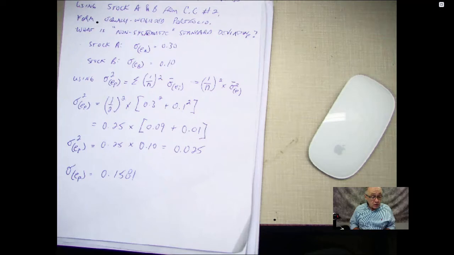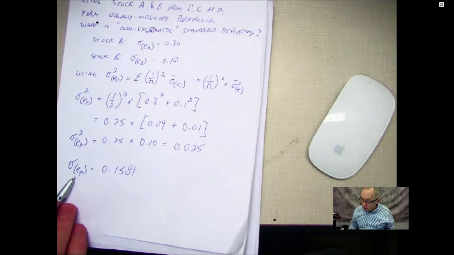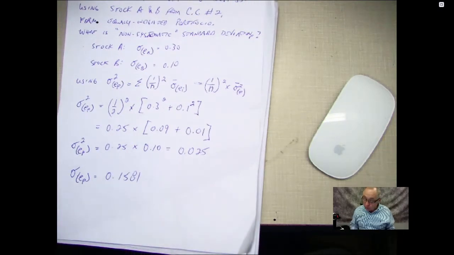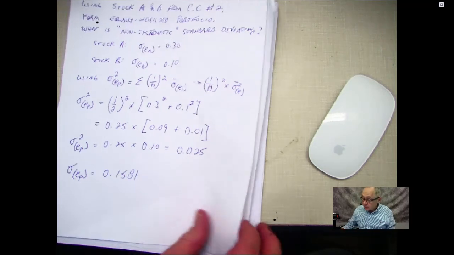The return, of course, if you wish to calculate that, would simply be the weight times the expected return on A plus the weight times the expected return of B. So we can calculate the standard deviation of a portfolio and the expected return of a portfolio using our arbitrage pricing theory. That's concept check number 3.